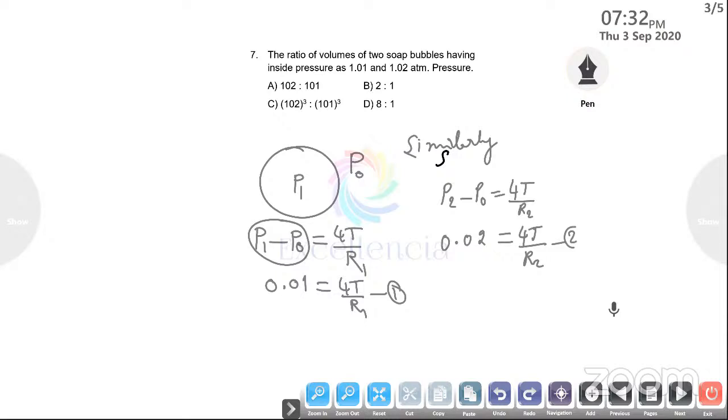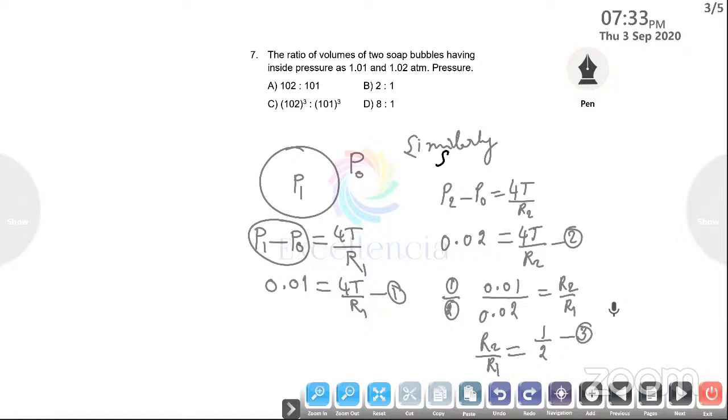This is equation 2. So from equation 1 and 2 we can write 0.01 divided by 0.02 is equal to 4T by R1 divided by 4T by R2. So you will get R2 by R1 is equal to 1 by 2. This is equation 3. Now here what do we need to get? We need to get the ratio of the volumes.